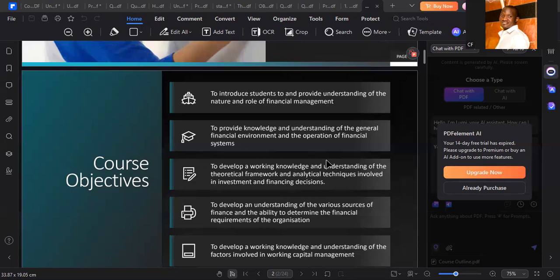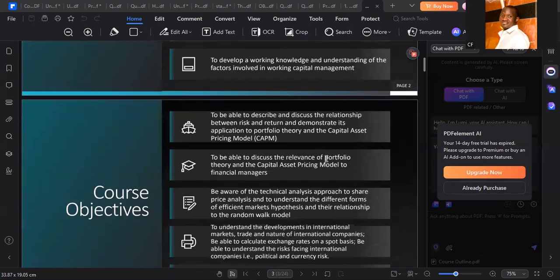You should also be able to have an understanding of the factors involved in working capital management. This should also take us to describing the relationships between risk and return and demonstrating the CAPM model. In this course, we also need to understand the relevance of the CAPM model to financial managers. We'll also look at the EMH, the efficient market hypothesis, and its relationship to the random walk model or theory.